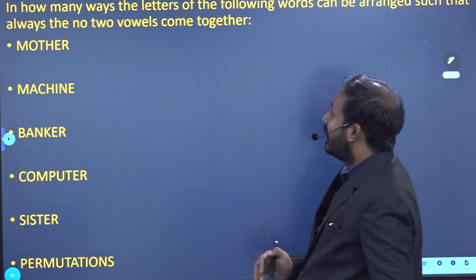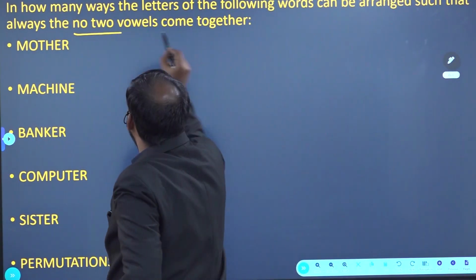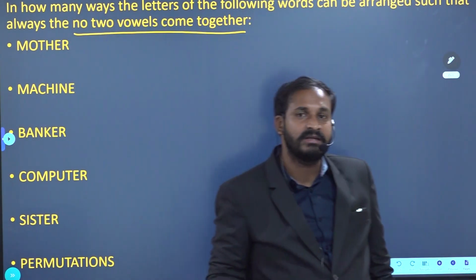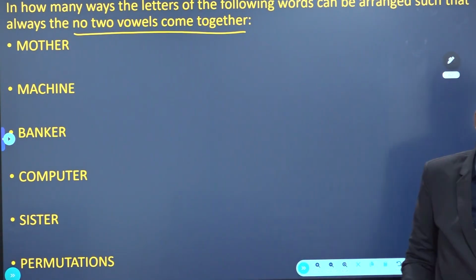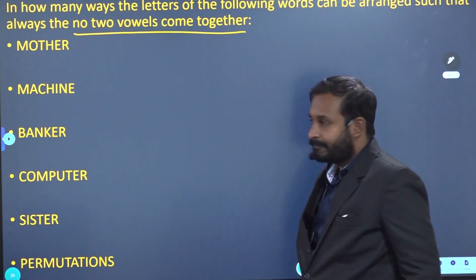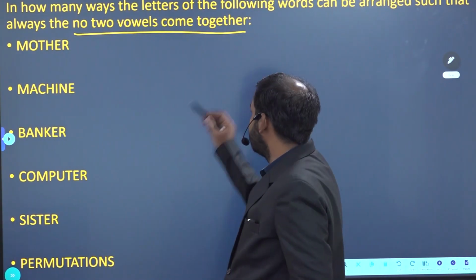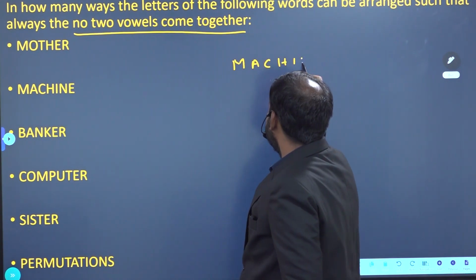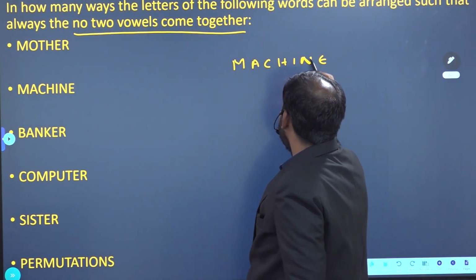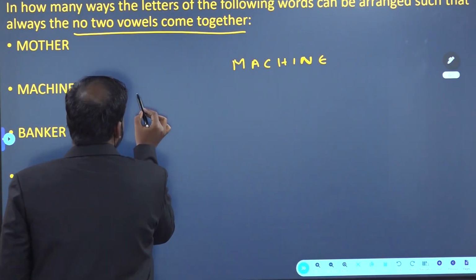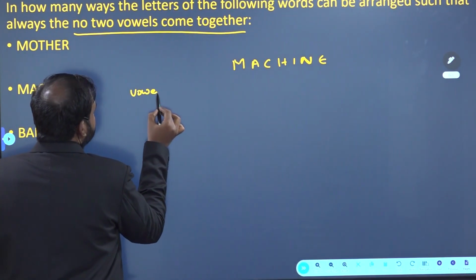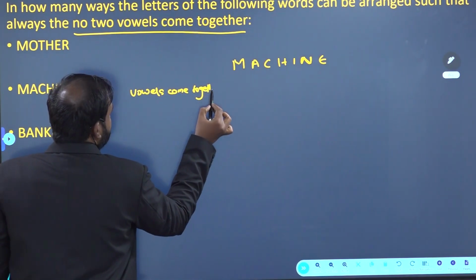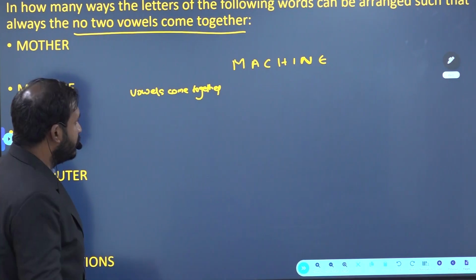Next one. Now see here, no 2 vowels come together. Sir, what is the difference between this no 2 vowels come together and all the vowels should not come together? The meaning of that is, see here students, with one example I will explain you. Machine. I will tell you three categories. Vowels come together. You should understand this one carefully students. Vowels come together.